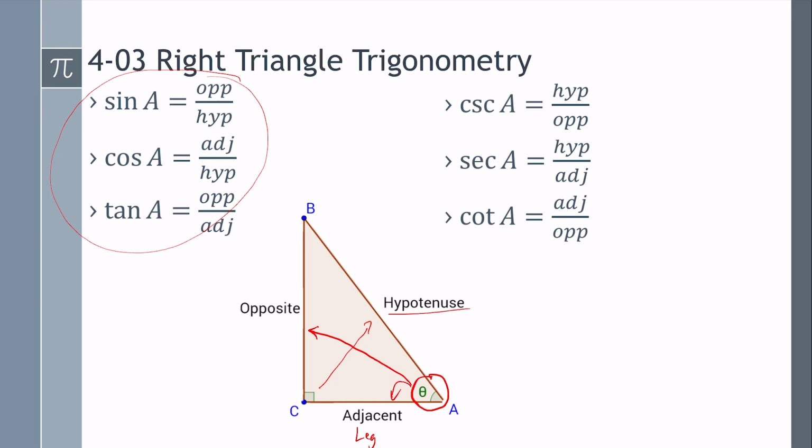A way to remember that is SOHCAHTOA. Sine is opposite over hypotenuse. Cosine is adjacent over hypotenuse. Tangent is opposite over adjacent.